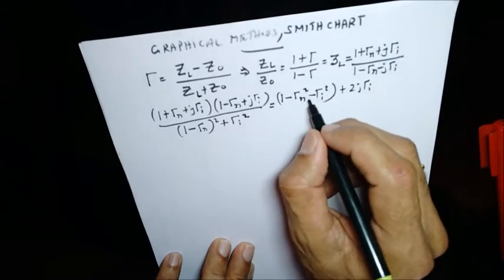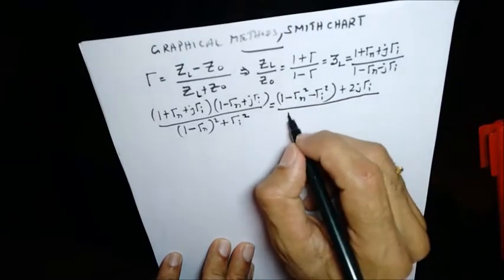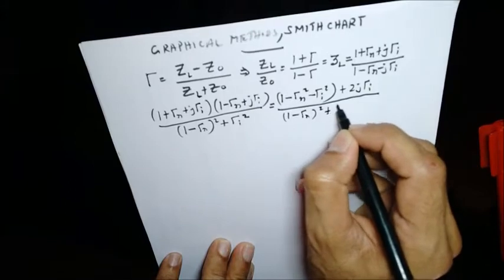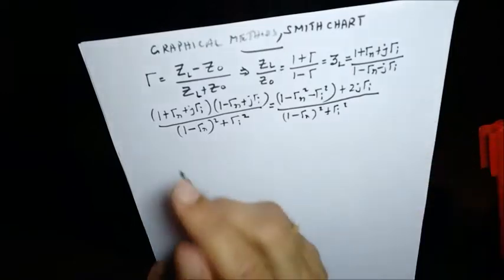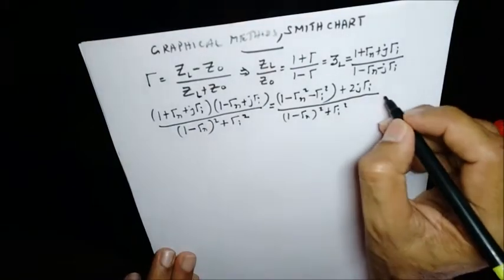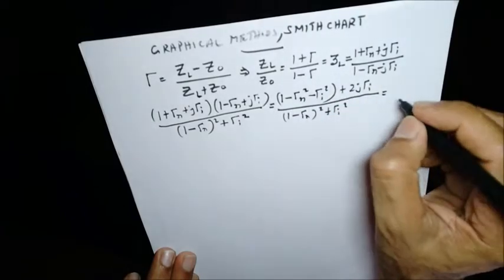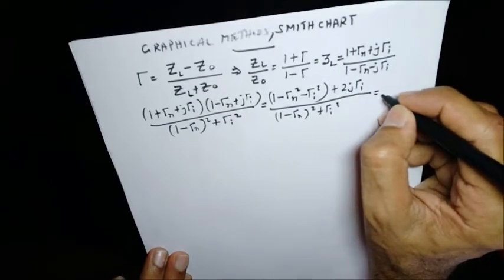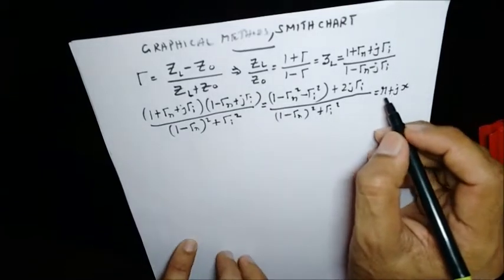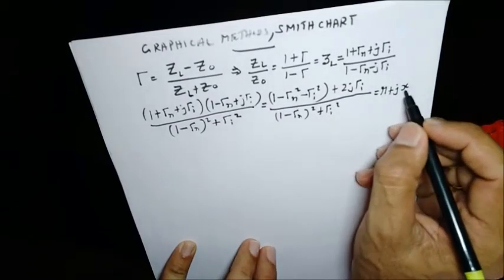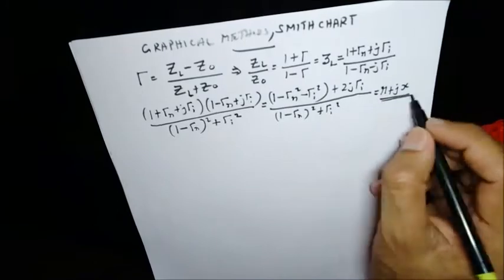1 minus gamma R square minus gamma I square plus 2j gamma I divided by 1 minus gamma R square plus gamma I square. So here I have the real and imaginary parts standing out. Of course, please keep track of the left hand side, it is the normalized load impedance. I will write it as equal to small r plus j small x, that is the real and imaginary parts, the resistive and the reactive parts of the normalized load impedance, r plus jx.